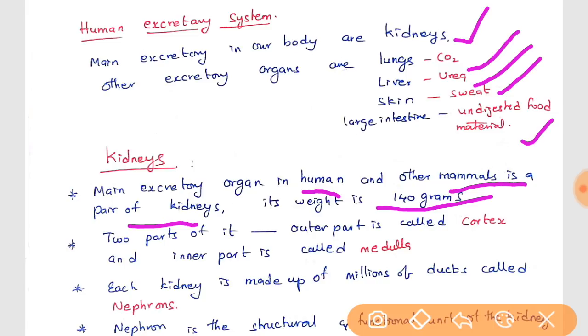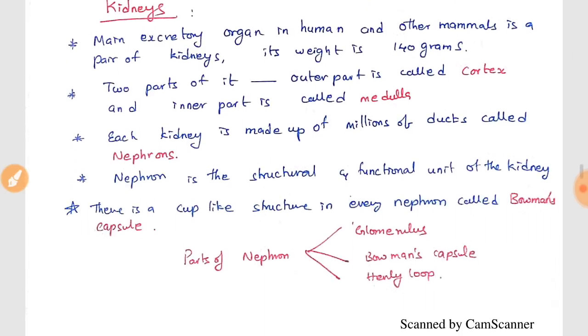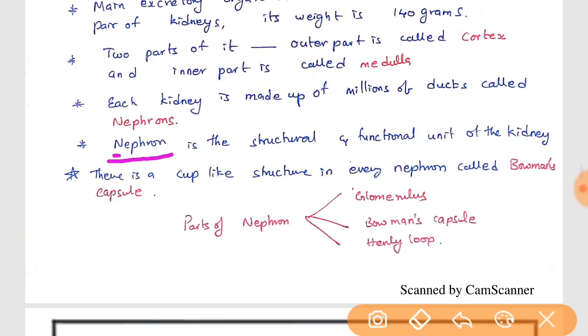We are going to see the two parts of it: the outer part is called the cortex and the inner part is called the medulla. Don't confuse it with the medulla oblongata, which is in the brain. This is the inner part of the kidney, friends. Each kidney is made up of millions of ducts called nephrons. Nephrons, friends, are the structural and functional unit of the kidneys. So, the building block of the kidney is the nephron, friends. And we are going to see this nephron.